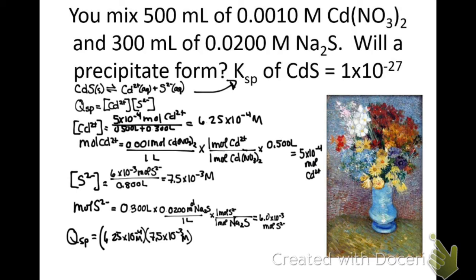All right, but K's and Q's don't have units, so this comes out to be 4.7 times 10 to the minus 6. Okay, so now when we remember that KSP here is 1 times 10 to the minus 27, QSP is quite a bit bigger than KSP. So if QSP is bigger than KSP, that means we have too many ions in solution compared to the equilibrium mixture, because the ions are the products. So that means that we will get a precipitate.